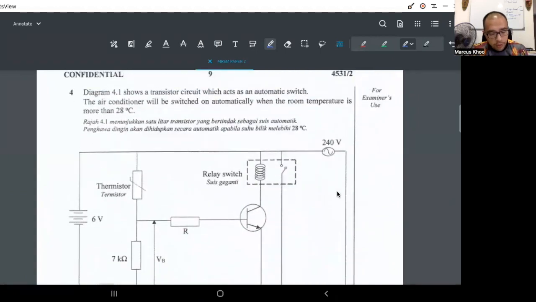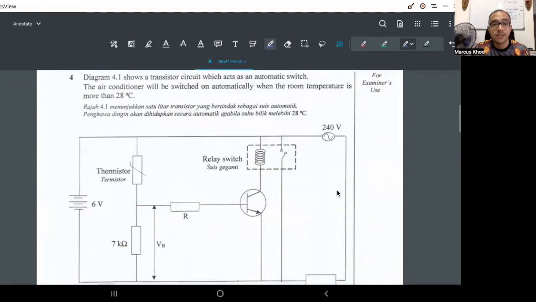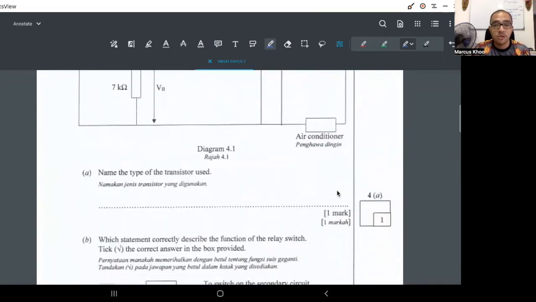Okay, diagram 4.1 shows a transistor circuit which acts as an automatic switch. Now the air conditioner will be switched on automatically when the room temperature is more than 28 degrees Celsius. What? 28 degrees Celsius? Want to turn on the aircon already? So sad, no? It should be hotter.